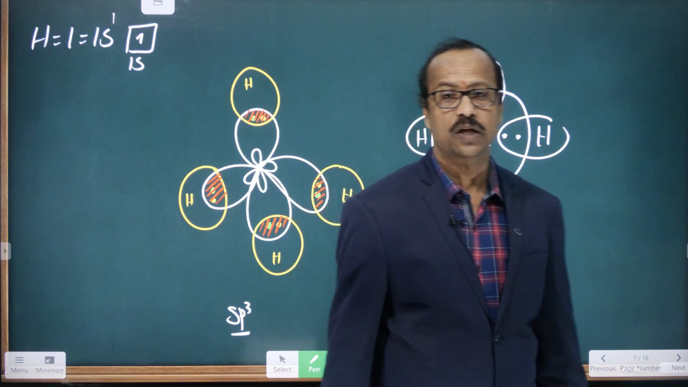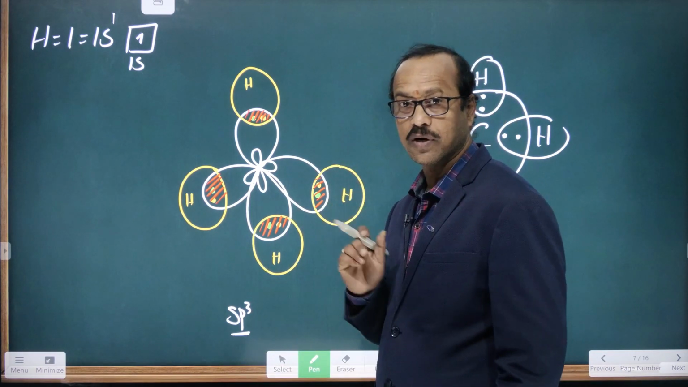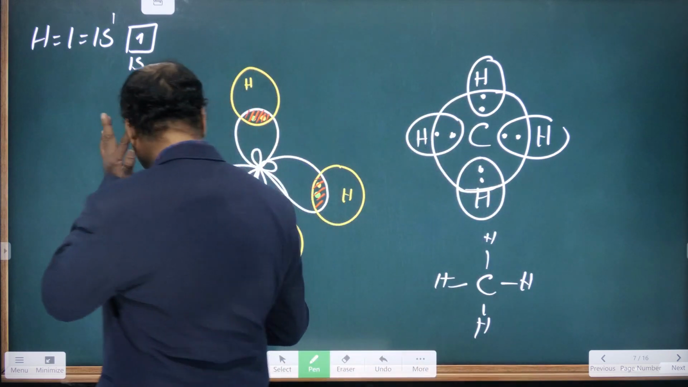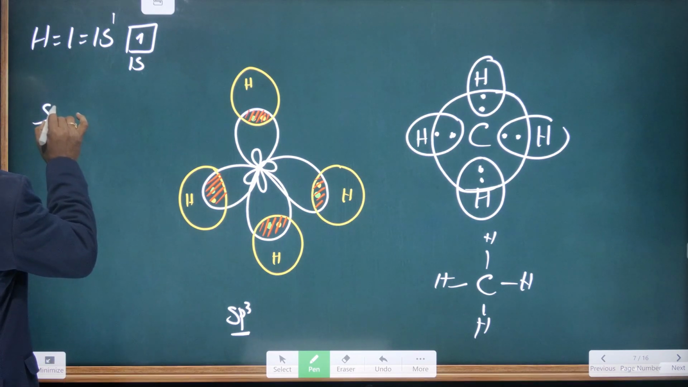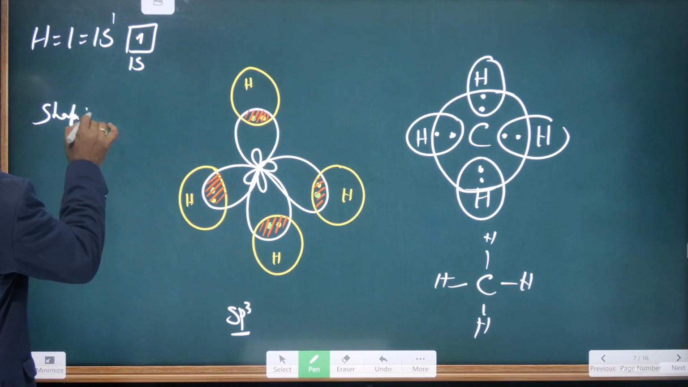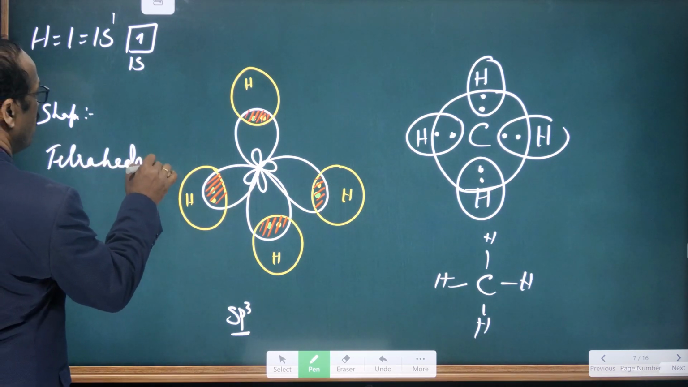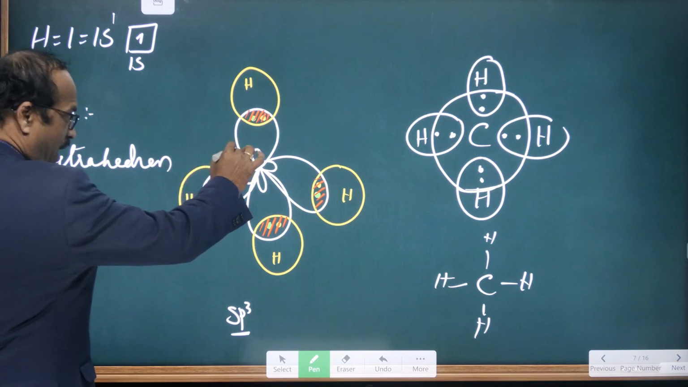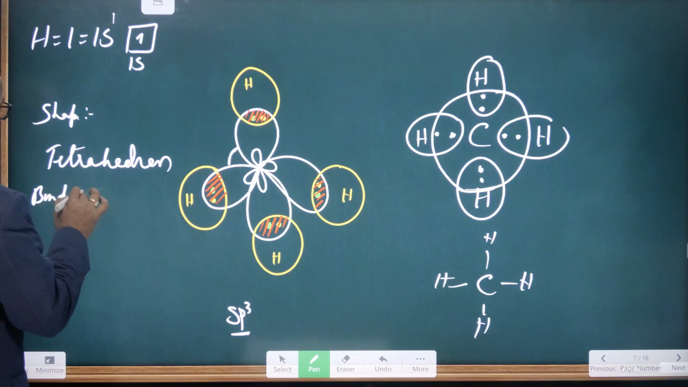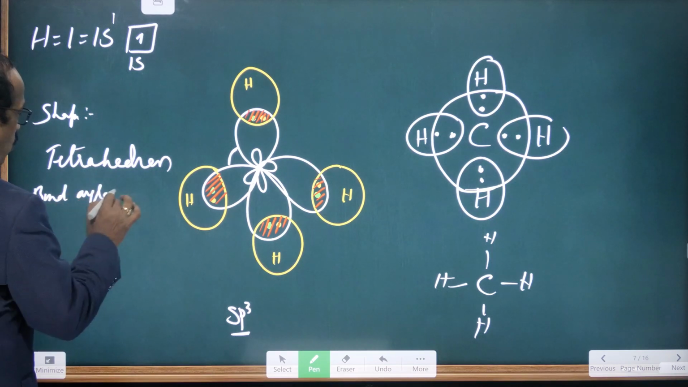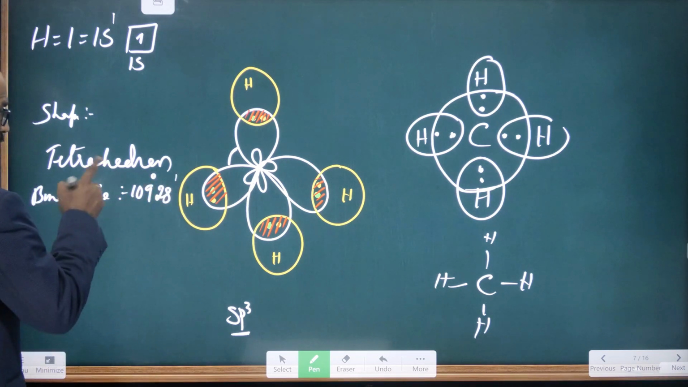Is this clear to you? So in methane, carbon is undergoing sp3 hybridization. Remember, students, it is undergoing sp3 hybridization. And generally in methane, when it is undergoing sp3 hybridization, if they ask you the shape or the structure, the shape is called tetrahedron. Tetrahedron shape. And the bond angle is 109 degrees 28 minutes. This is the bond angle.